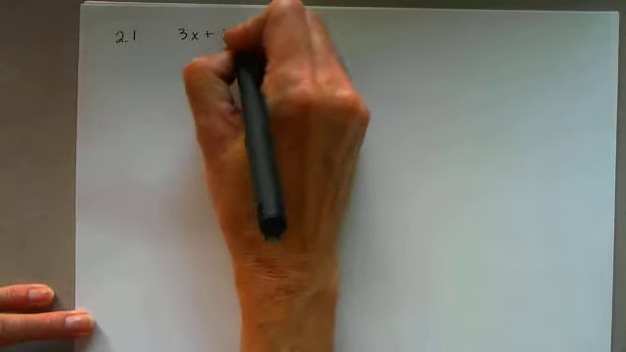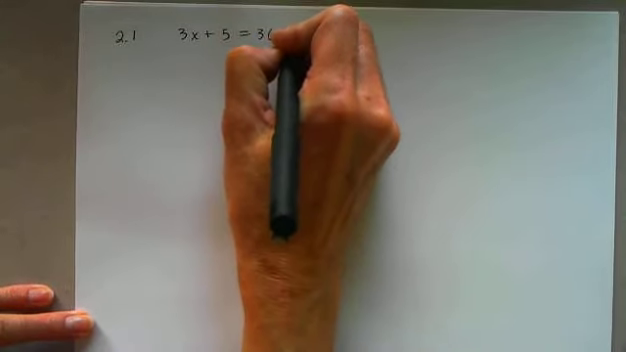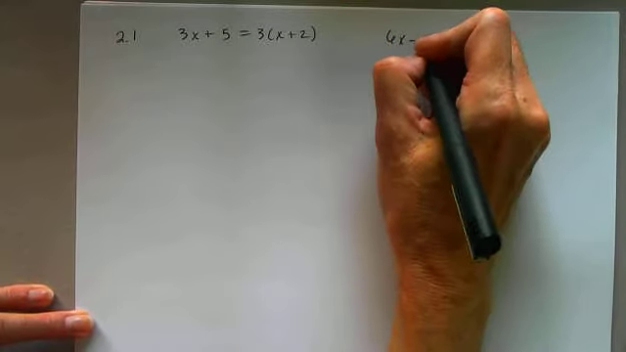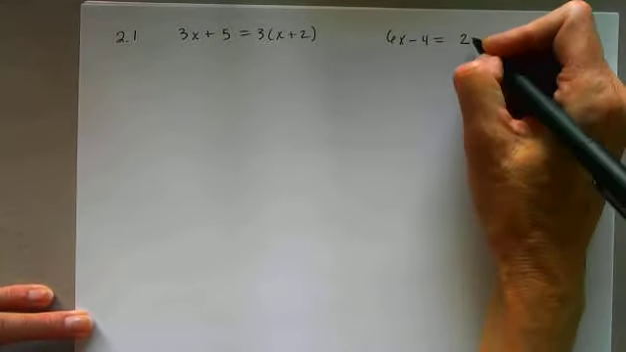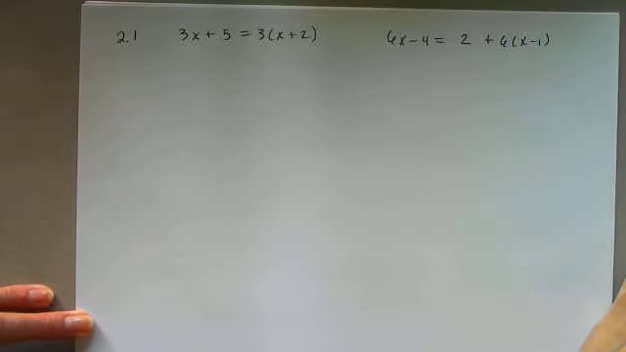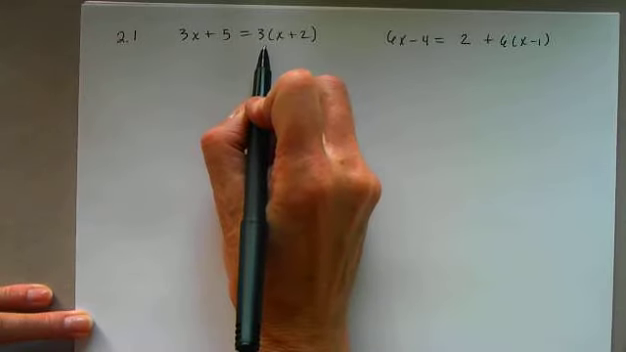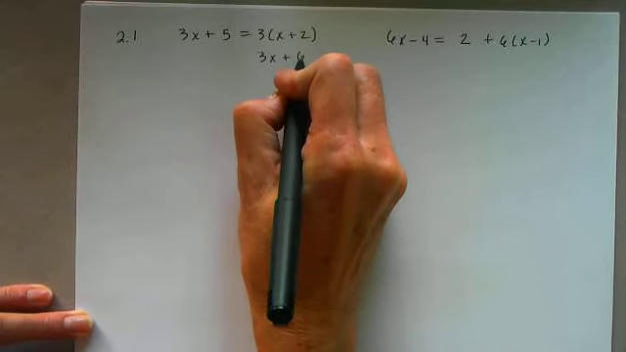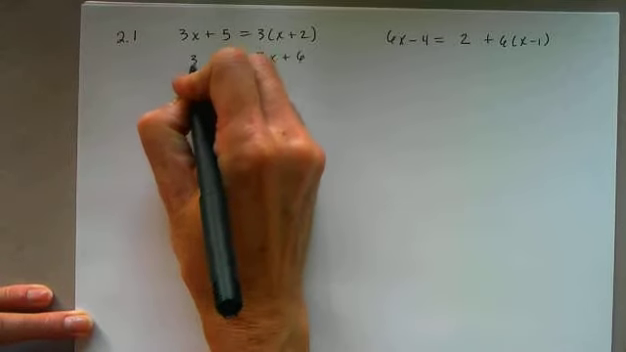3x plus 5 equals 3 times (x plus 2). And this one, 6x minus 4 equals 2 plus 6 times (x minus 1). And let me show you these unique ones. And this rule will hold true the whole rest of the semester, what you learn right here today in the first section. So we're going to begin by distributing just like we did before. So I have 3 times x and 3 times 2. And nothing on this side changes.